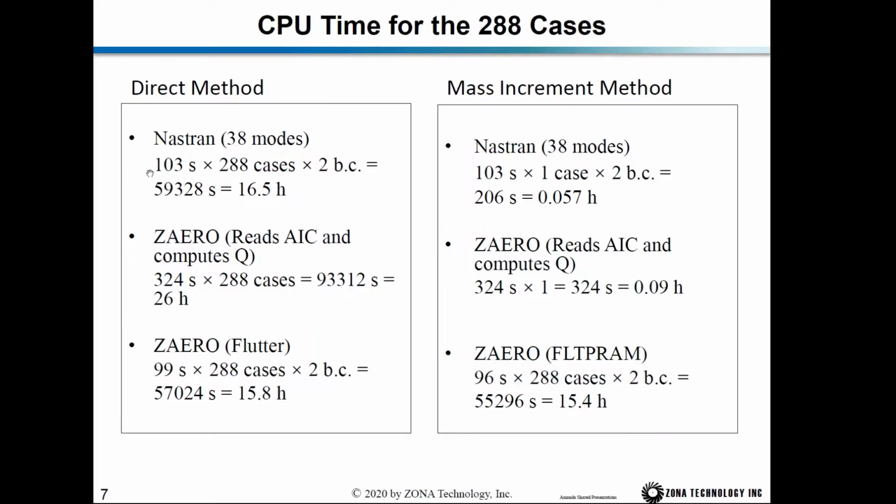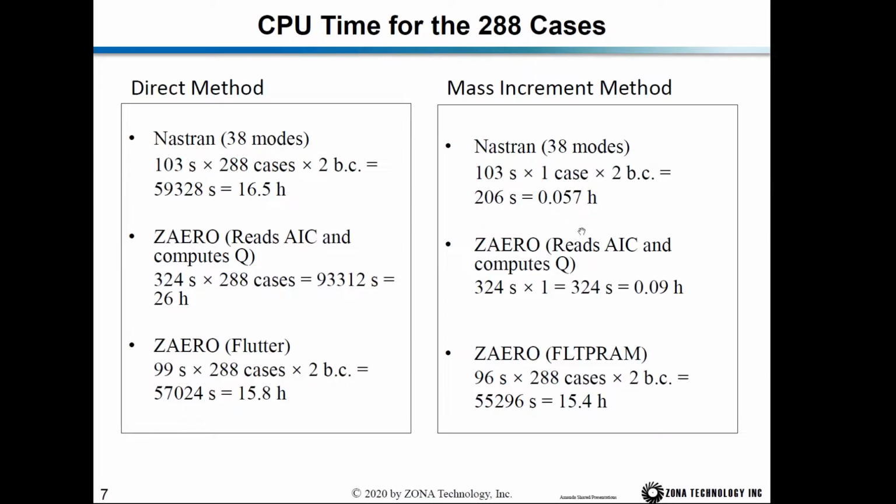Each case, an analysis takes about 103 seconds. So the total time is 16.5 hours. Even if you have a saved AIC matrix, ZAERO reads the AIC back, and each time it takes about 324 seconds. So in the end you have 26 hours just by reading the AIC back.